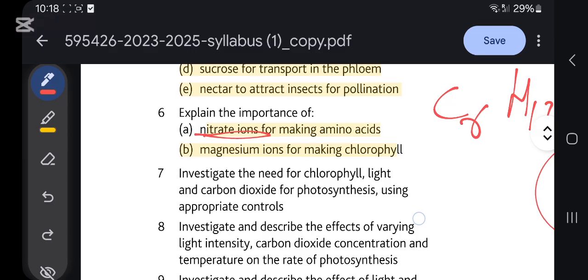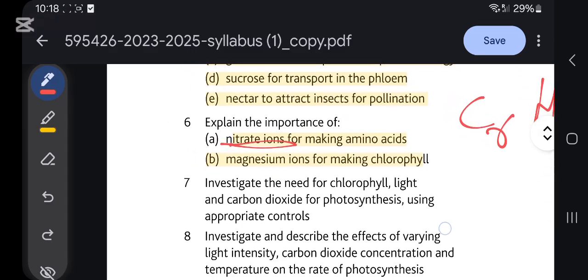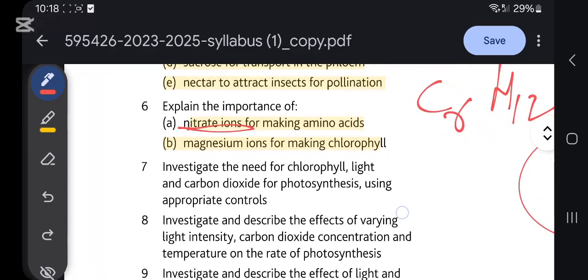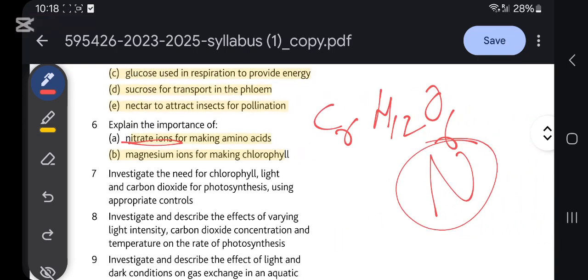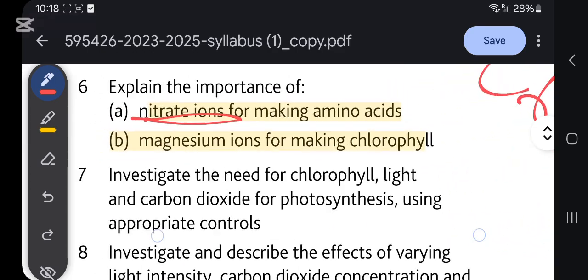Alright, so this is needed to make what? To make amino acids, which will help in the growth. As we saw, protein helps in growth. The amino acids will make proteins, and the protein will be needed for the growth. So without these nitrate ions, there is going to be weak growth. It will affect the growth of the plant.